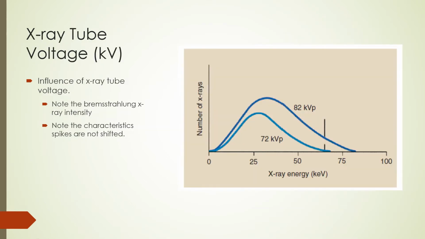The influence of tube potential on the Bremsstrahlung X-ray spectrum is shown here. At higher tube potentials, the effective energy is shifted slightly higher and the maximal energy is also increased. The intensity of radiation also increases with the tube potential increase. Note that the characteristic X-rays are unchanged in position except for an increase in intensity.